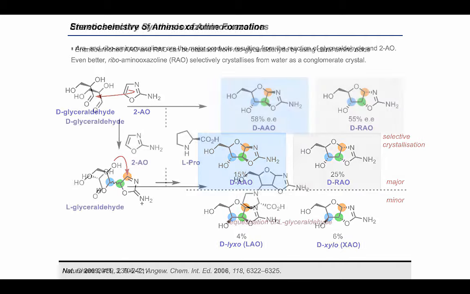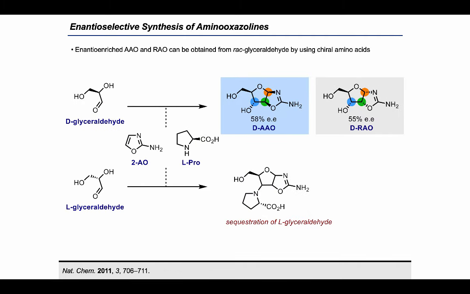The Blackmond group has used this sort of chemistry to achieve an enantioselective synthesis of the arabino and riboamino-oxazolenes, starting from racemic glyceraldehyde through the use of enantiopure amino acids, such as L-proline. In this 2011 paper, the amino acid proline sequesters L-glyceraldehyde, leaving behind D-glyceraldehyde to form its respective amino-oxazolene, further elaboration of which can yield canonical nucleotides.